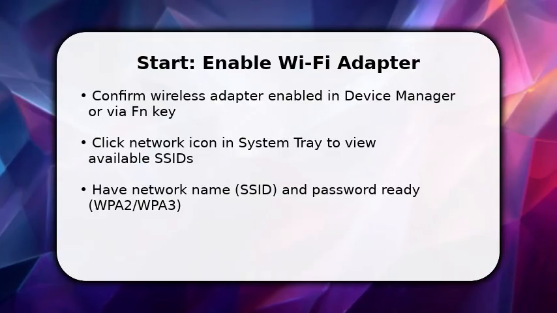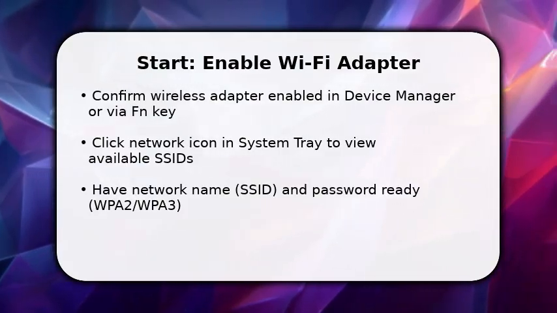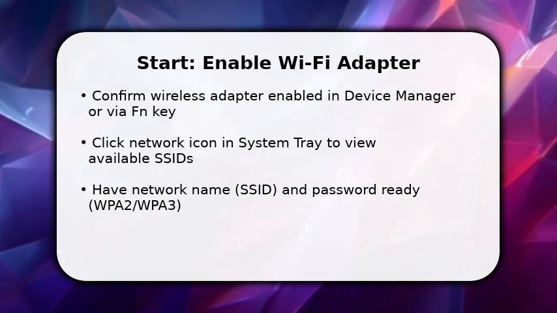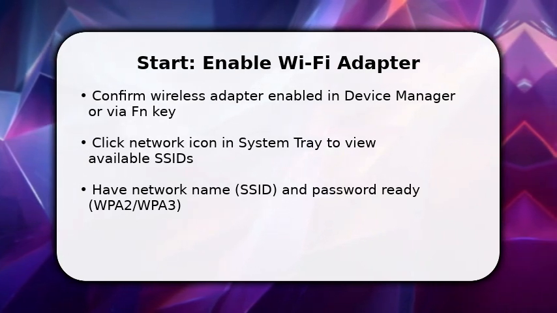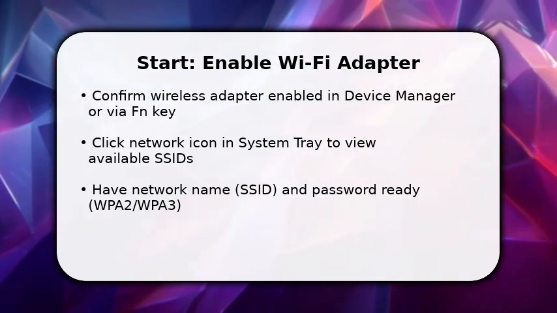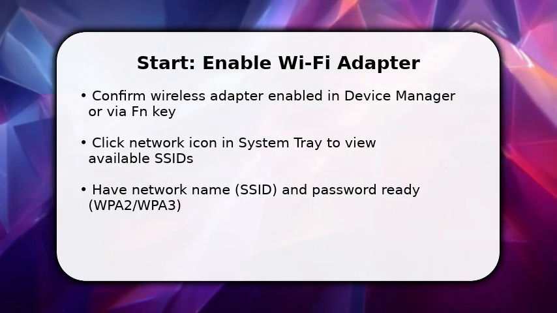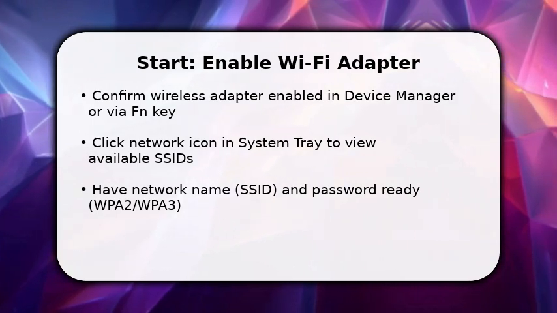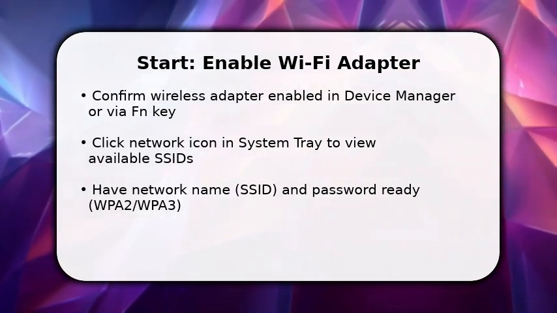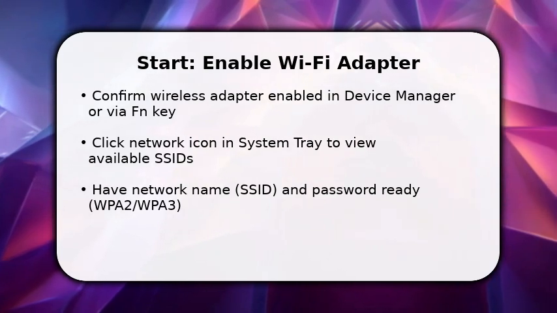Enjoy the video. You begin by making sure the wireless adapter is on because Windows 7 can't scan networks without it. Open Device Manager or press the laptop's FN wireless key. You should see the network icon active in the system tray. Once done, click that icon to list visible SSIDs. This shows signal strength and security type, so you know which access point to pick.